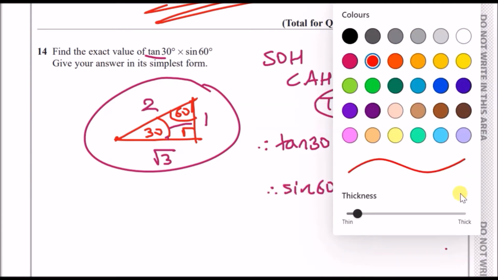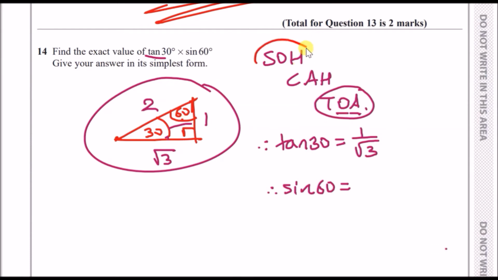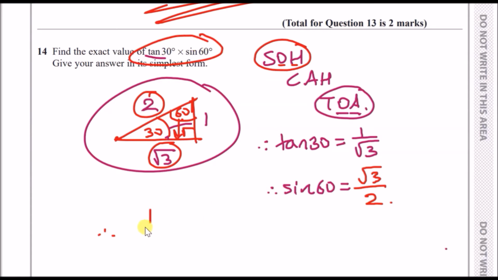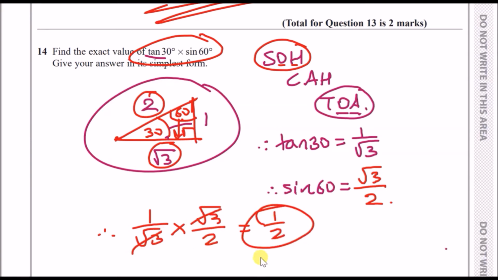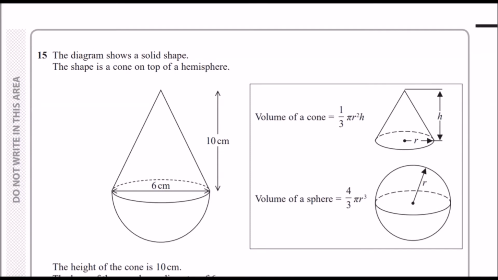Same thing for sine 60. Sine 60 is SOH, yeah? So it'll be opposite the 60 angle, so opposite 60 is root 3. And the hypotenuse is 2. So it'll be root 3 over 2. And that's it. Now, if we're going to multiply these together, what they want you to do is multiply their fractions, yeah? So if you multiply their fractions, cancel the root 3 and you get a half. And we're done. Easy. Alright guys, number 15 now, yeah?